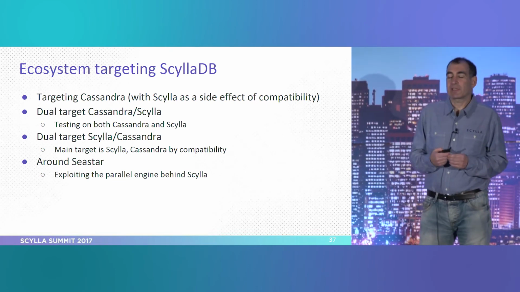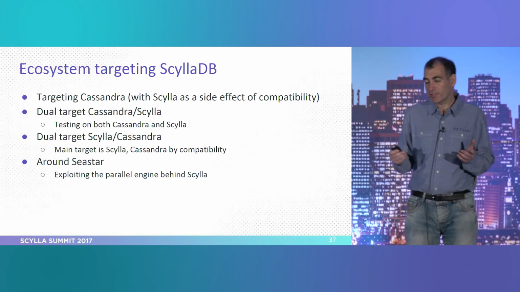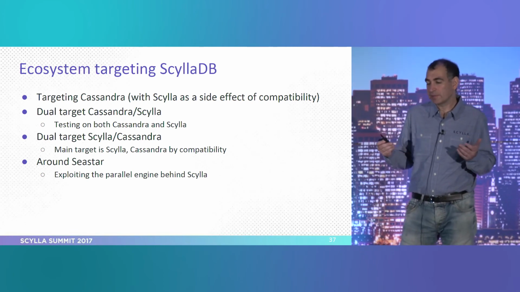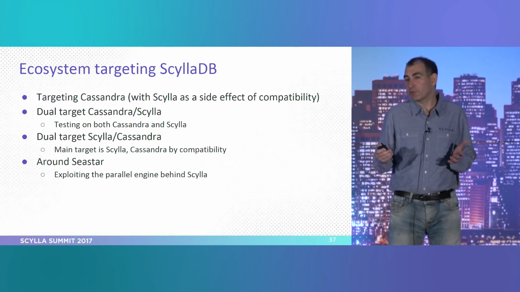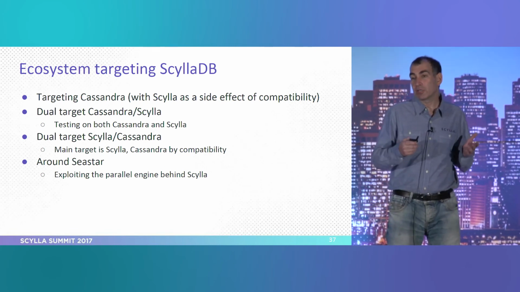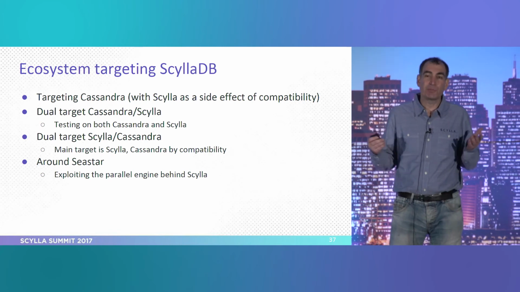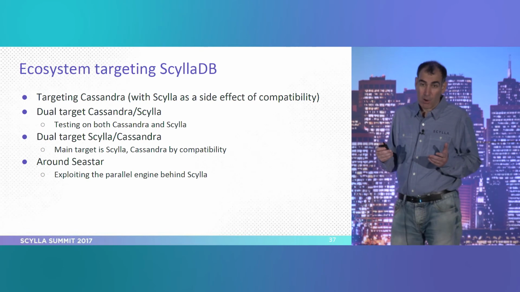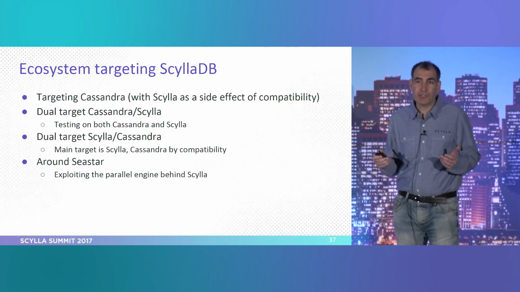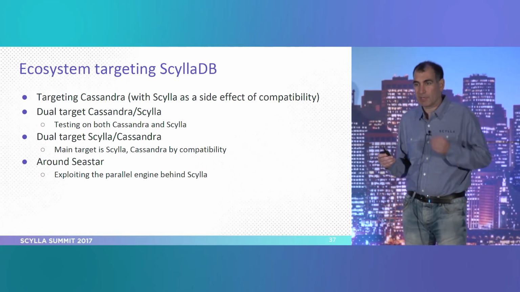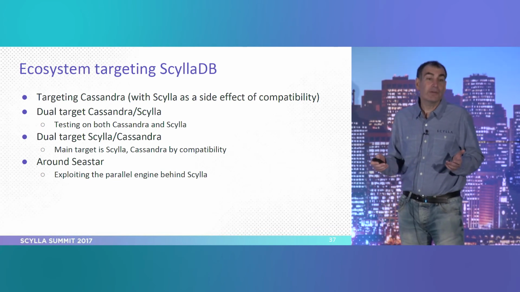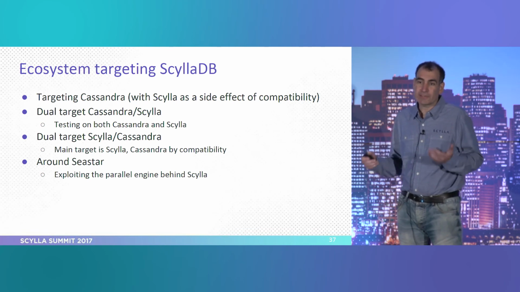Since we started as a Cassandra-compatible database, originally, most of the ecosystem was targeting Scylla only as a side effect of targeting Cassandra. So you would have systems like Spark being adapted to be compatible with Cassandra, and as a side effect, they were compatible with Scylla. But we are starting to see that this is changing. We are now seeing projects that dual target both Cassandra and Scylla. And that means that it's not just a side effect of compatibility. They're also testing on Scylla.